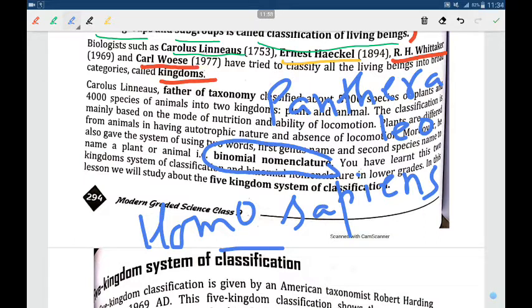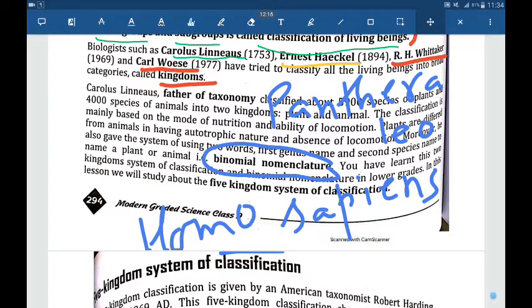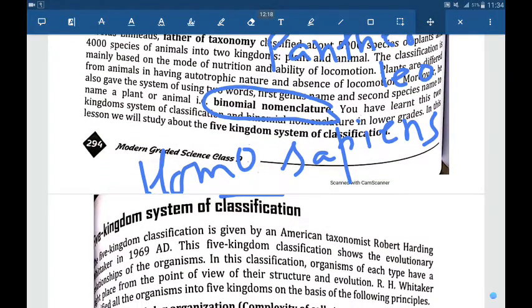So, every plant and animal is denoted by two names. That system is called binomial system of nomenclature. Simply, what can we say? Nomenclature.